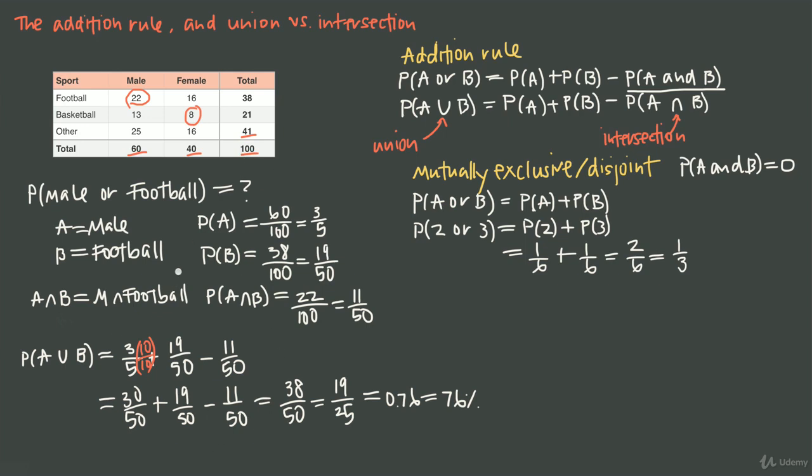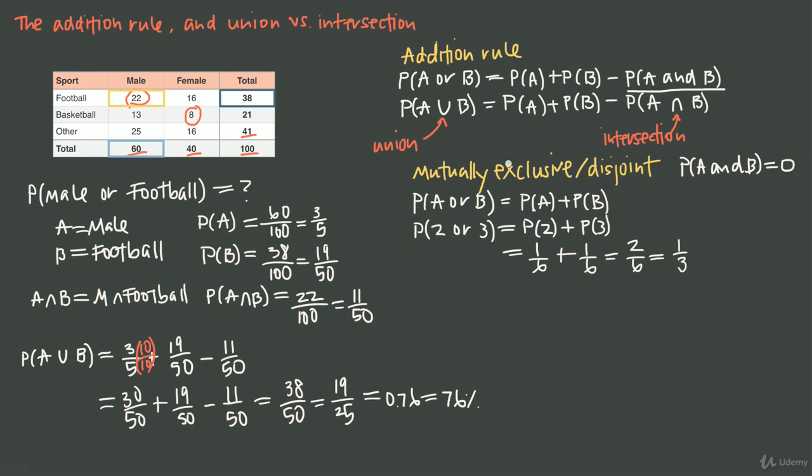Now, we did a lot of math here in order to apply the addition rule. But the cool thing is that we can actually just see this visually in our table. So here's what I mean. The probability that the person is male is given here in this column. We know there are 60 people who are male in our survey. The probability that someone prefers football, we know is 38 out of 100. 38 of our participants prefer football. And we know that the overlap of male and football is given here as 22.